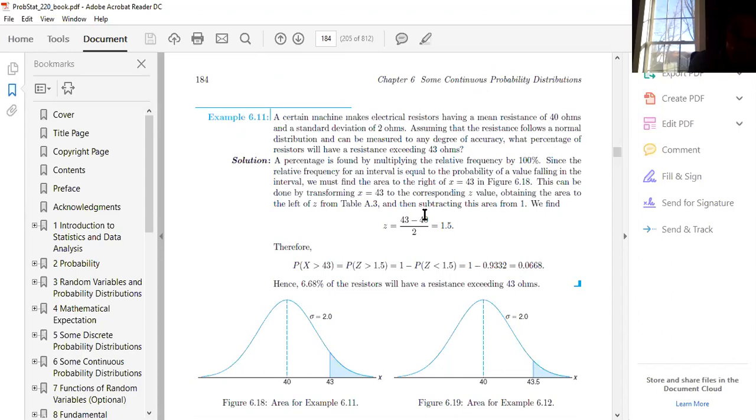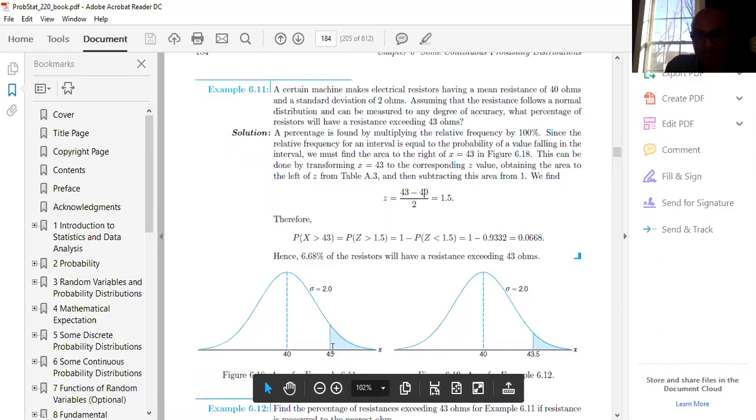Let's go for two more examples, and then after we'll start the exercise problems. A certain machine makes electrical resistors having a mean resistance of 40 ohms and a standard deviation of 2 ohms. Assuming that the resistance follows a normal distribution and can be measured to any degree of accuracy, what percentage of resistors will have a resistance exceeding 43 ohms, meaning more than 43? And that's why we have to draw the picture like this. That means you have to show your picture.